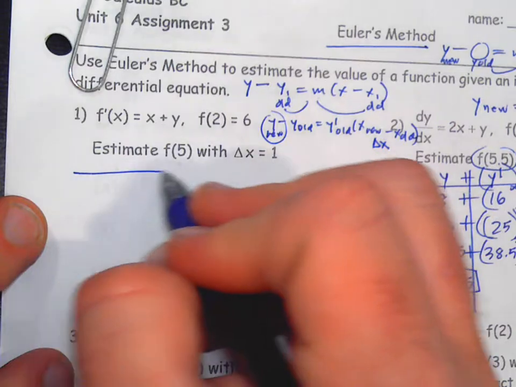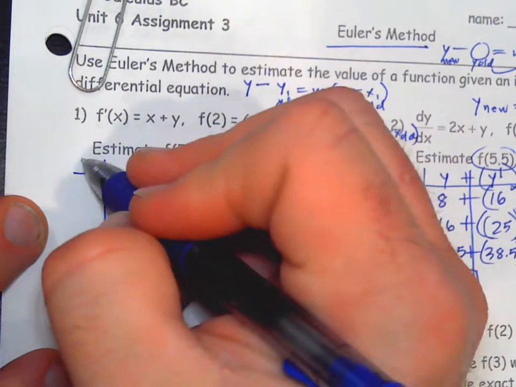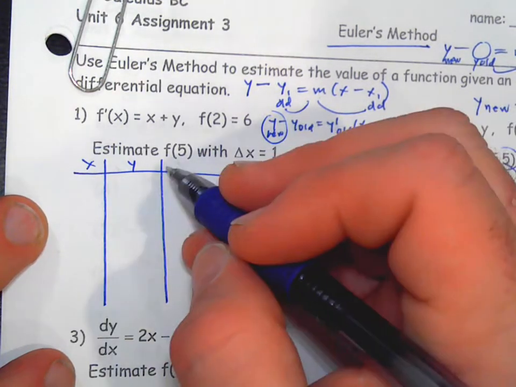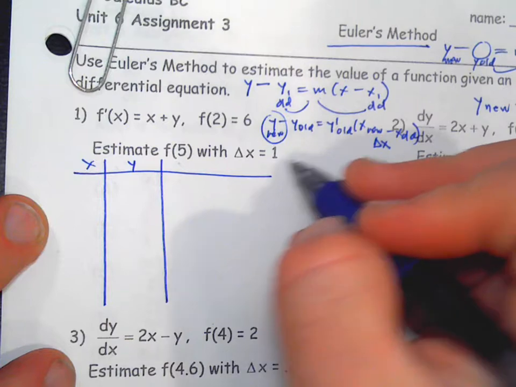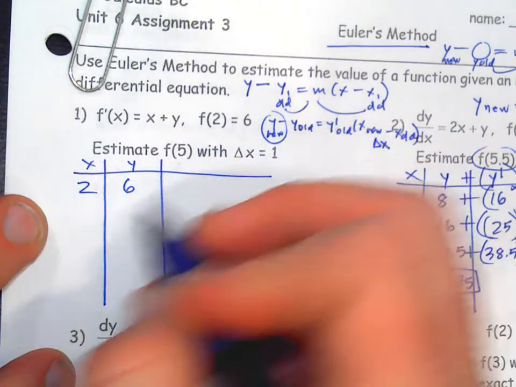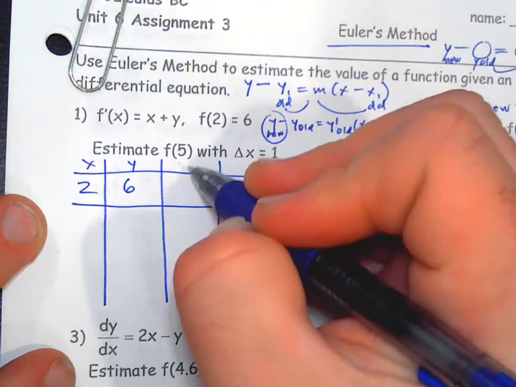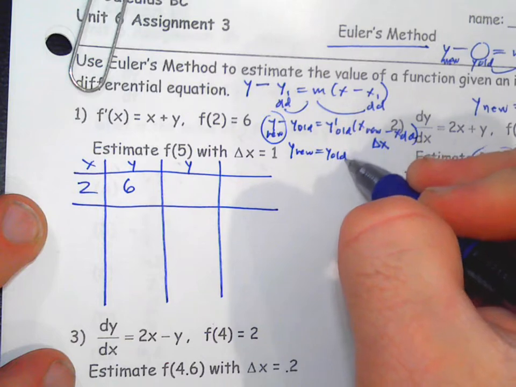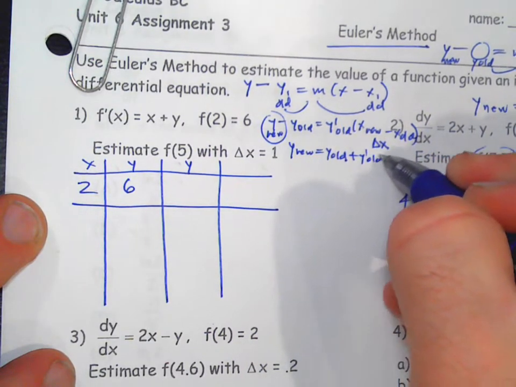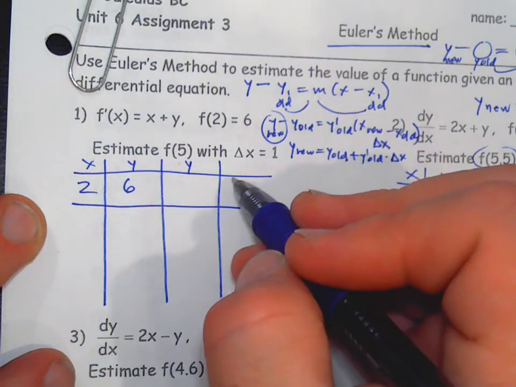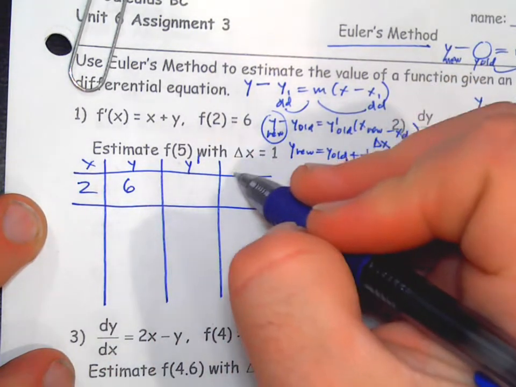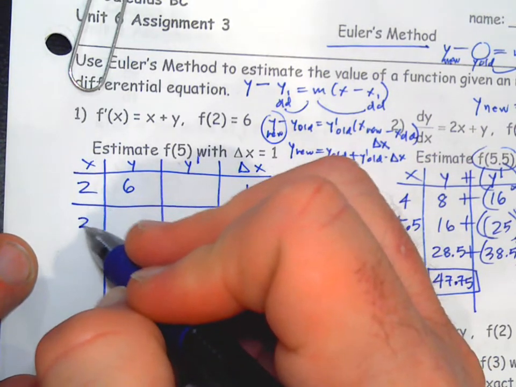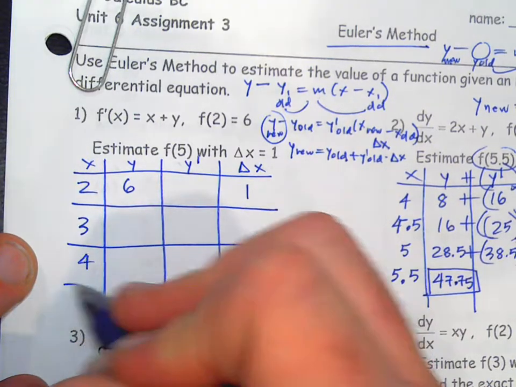So the table approach is just a streamlined way of doing this, but you got to know this stuff. This is how you would do it without the table; this is what the table is based off of. So we have an xy pair known, and it's going to be y new equals y old plus y prime old delta x. That's what's going to be up here. Delta x is 1. We're going up 1 each time from 2 to 3 to 4 to 5.